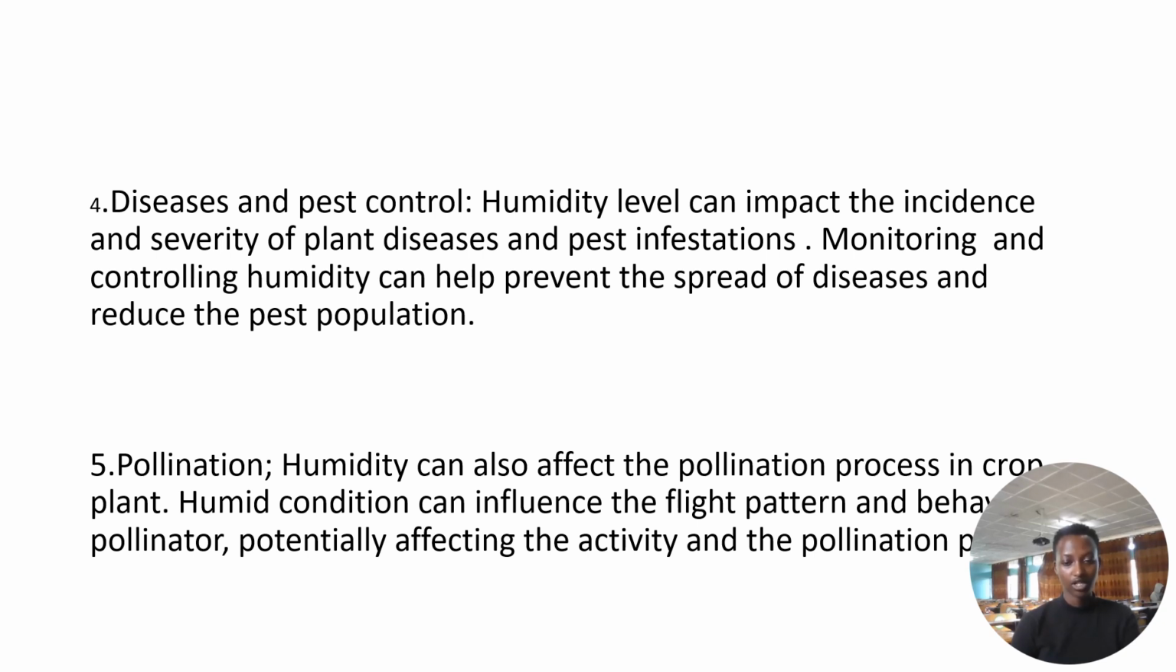Number 5 is pollination. Humidity can also affect the pollination process in crop plants. Humid conditions can influence the flight pattern and behavior of pollinators, potentially affecting their activity and the pollination process.